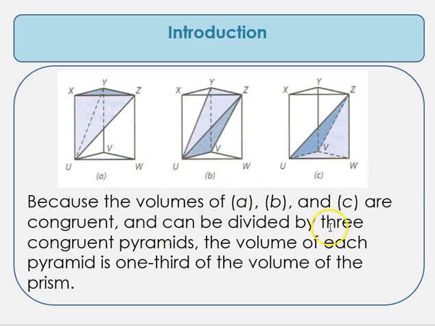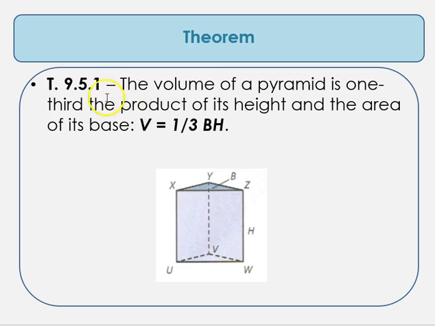Because the volumes of A, B, and C are congruent and the prism can be divided into 3 congruent pyramids, the volume of each pyramid is 1/3 of the volume of the prism. So all of this has been to show you that we can derive a formula for a pyramid from the volume of a prism, base times height. And here it is. The volume of a pyramid, theorem 9.5.1, is 1/3 the product of its height and the area of its base.